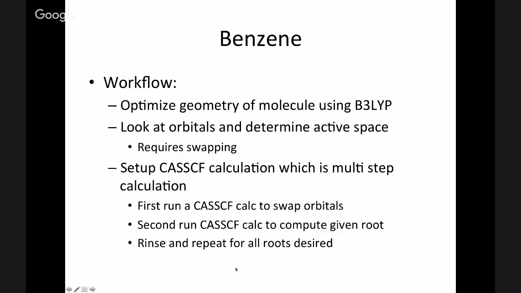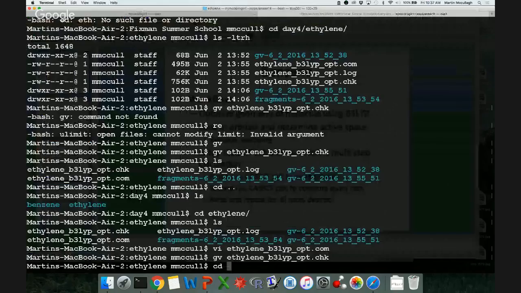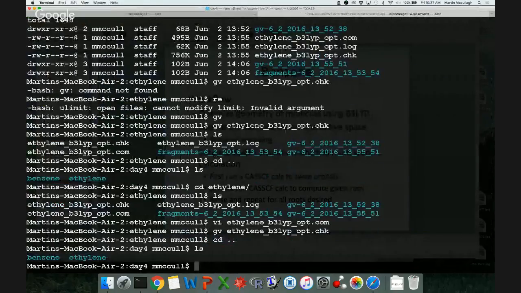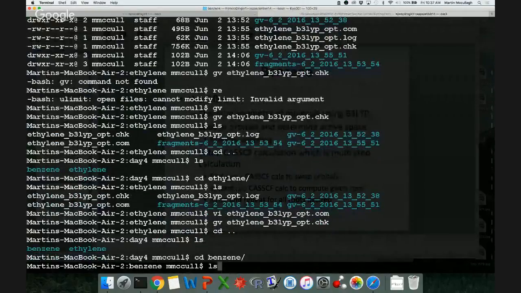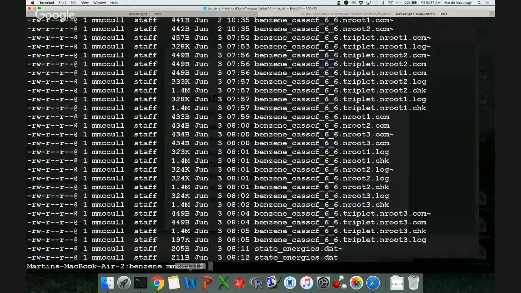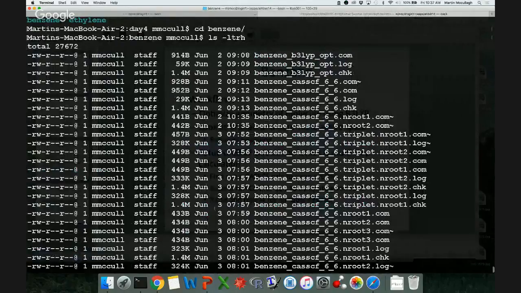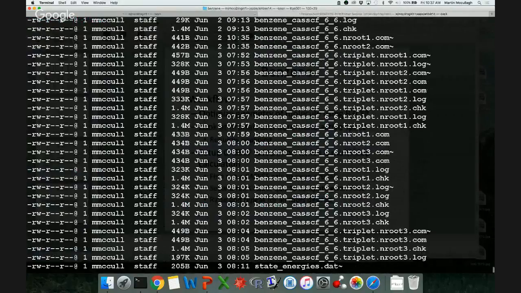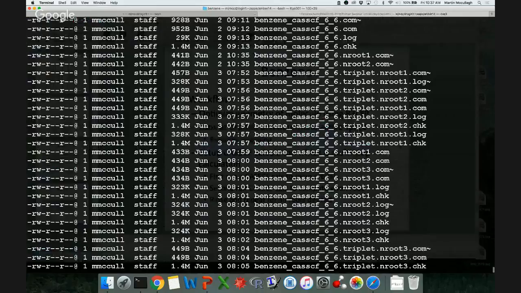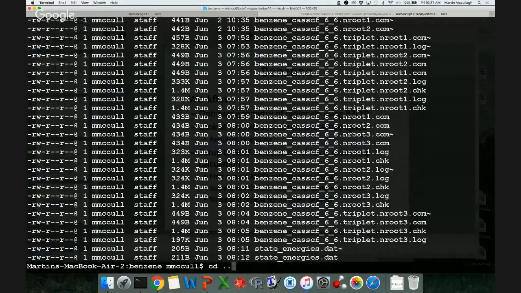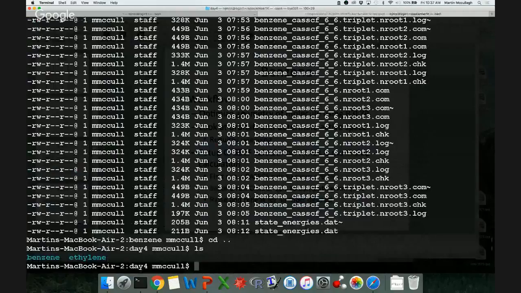Now let's go back to the terminal. If you go into the benzene folder that I gave you, you should see a bunch of files. This is basically that workflow in a single folder. You can break it up however you like to be organized. But for now, I'm going to show you how to set up all of these calculations from the beginning. I'm not necessarily going to run them. You can run them on the cluster like you've been running before, but I'll set them up using GaussView.